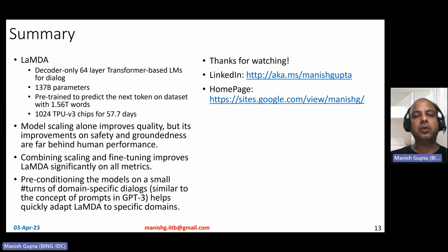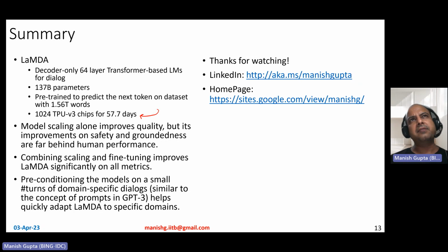So LaMDA is a decoder-only 64-layer transformer-based language model for dialogue systems, right? There are three different kinds of checkpoints. The largest one is 137 billion parameters. It has been pre-trained to predict the next token on a data set with 1.56 trillion words. It has been trained using a large hardware. And the main insights in the paper are that model scaling alone improves only quality, but its improvements on safety and groundedness are far behind human performance. However, combining scaling and fine-tuning using human annotated data improves LaMDA significantly on all the metrics.